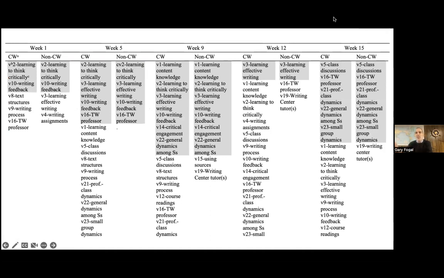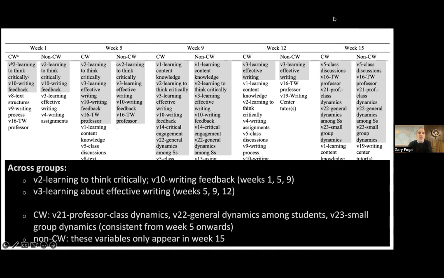This table is actually cut off because it's too large for the screen, but this table documents some notable differences and similarities in how the 2 classes interpreted the meaningfulness of the variables. So for example, across groups, so across classes, variable 2 and 10, so learning to think critically and writing feedback, these are shared in weeks 1, 5, and 9, and then variable 3 is shared across weeks 5, 9, and 12. Variables 21, 22, and 23, these have to do with different dynamics in the class.